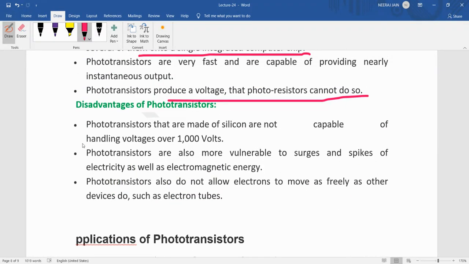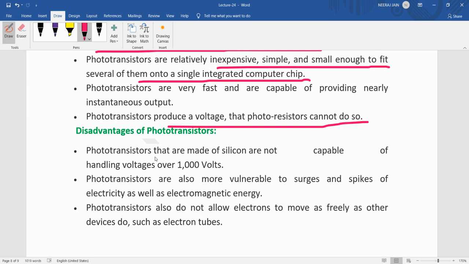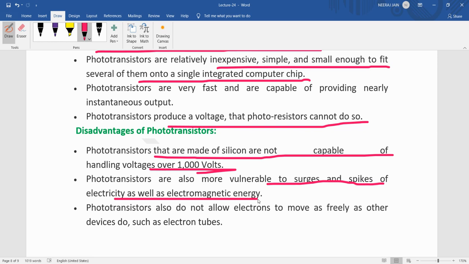There are some disadvantages of phototransistors: they are made of silicon and are not capable of handling voltage over 1000 volts. Some surges and spikes cannot be handled, and phototransistors also do not allow electrons to move as freely as other devices.